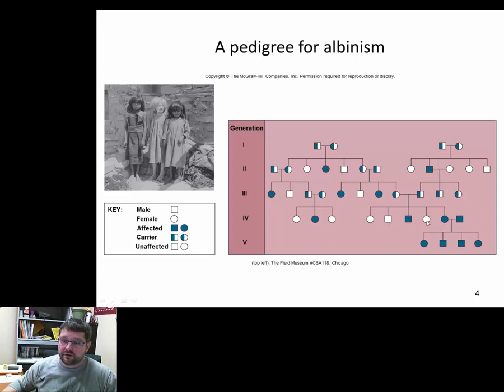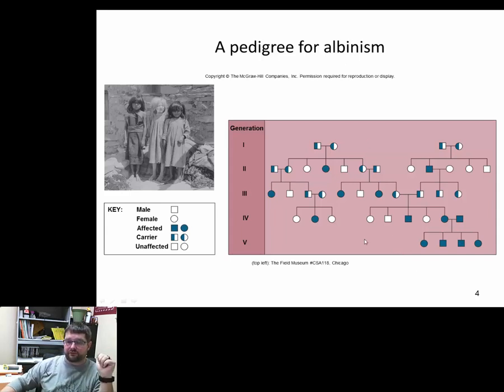But we do know, because the parents had some kids that are not albino, normal skin, okay, and some kids that are albino, that the parents have to be heterozygotes. That's the only way you can get that combination. So they have to be carriers. Okay? So now we can look at this and we can try to figure it out.